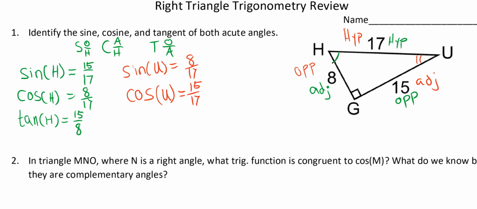If you want to check that, for angle U, sine is opposite, which is 8, over hypotenuse, which is 17. So that works out. And then finally, tangent. This one isn't equal to any particular one, but the tangent is the reciprocal of the other acute angle's tangent. So the tangent of U is the reciprocal, 15 over 8, or 8 over 15. And that's it for the first problem.